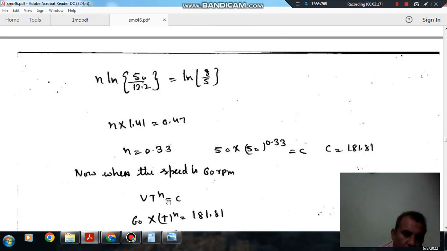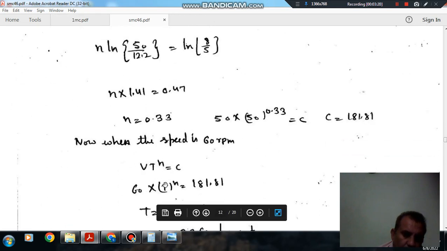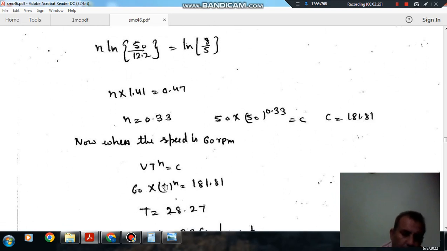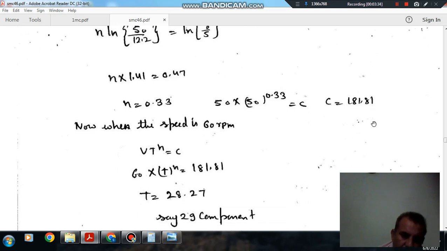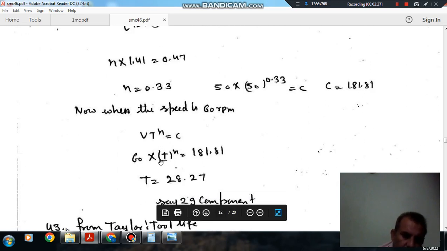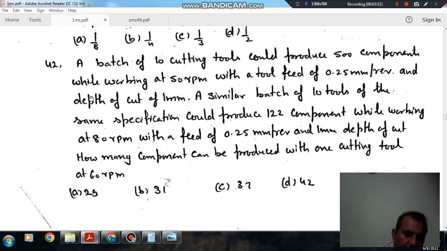Now when the speed is 60 rpm, we have to find the number of components produced, because T we have taken as the number of components produced per tool, and V is 60 rpm. So VT^n is equal to constant and C is 181.81. So T comes out as 28.27 with n as 0.33. This is the number of components produced per tool when the speed is 60 rpm. So the answer is option 29, so the answer is option A.